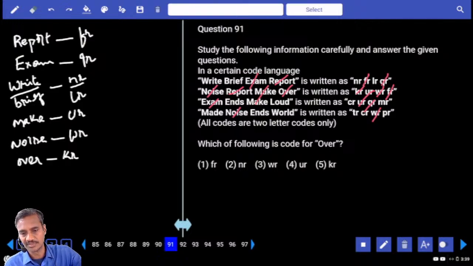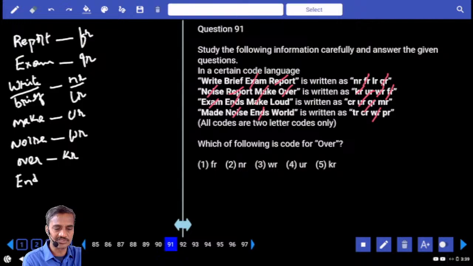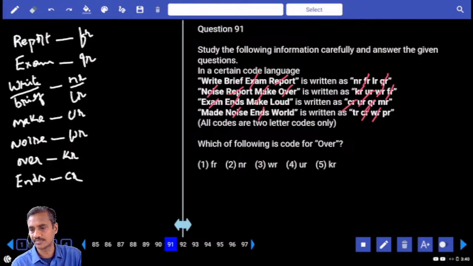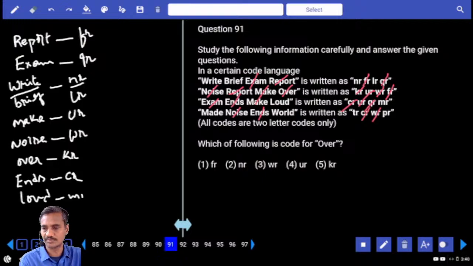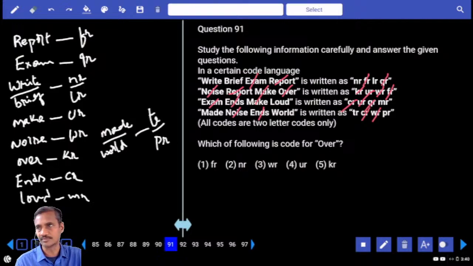Then now if you observe here, ends and loud. Ends is the word that is common between the third and the fourth, and the code that is common between these two is CR. The code to the word ends is CR. Then finally loud is left over, and the code to the word loud is MR. Here made and world are the 2 words that are left, and the codes that are left are PR and TR, in any order. These are the words and their corresponding codes.